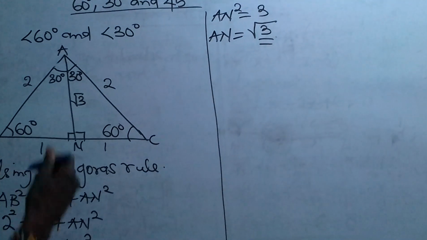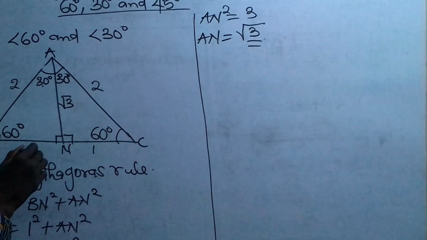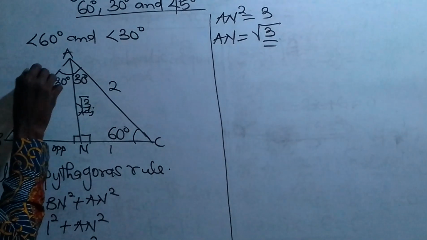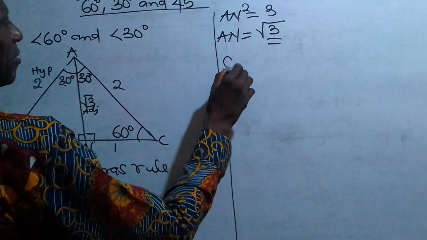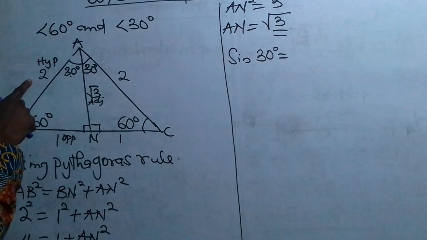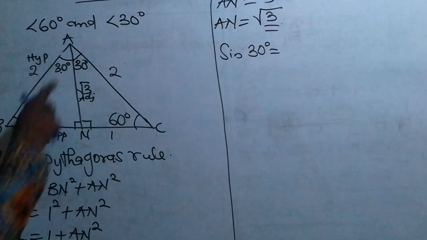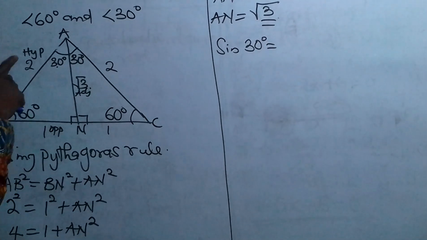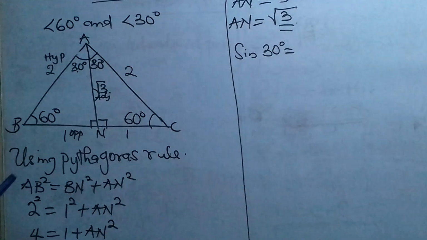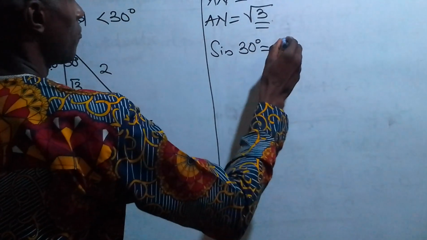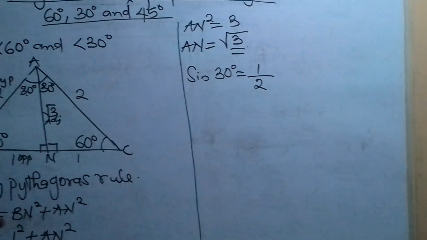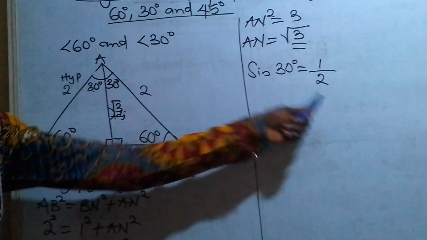Okay, let me start with 30. If I start with 30, here is my opposite, root 3 is my adjacent, here is my hypotenuse. So what is sine 30 degrees? Sine theta is equal to opposite over hypotenuse. And the opposite there is 1, the hypotenuse is 2. So when I ask what is sine 30, you need to tell me it is 1 over 2.